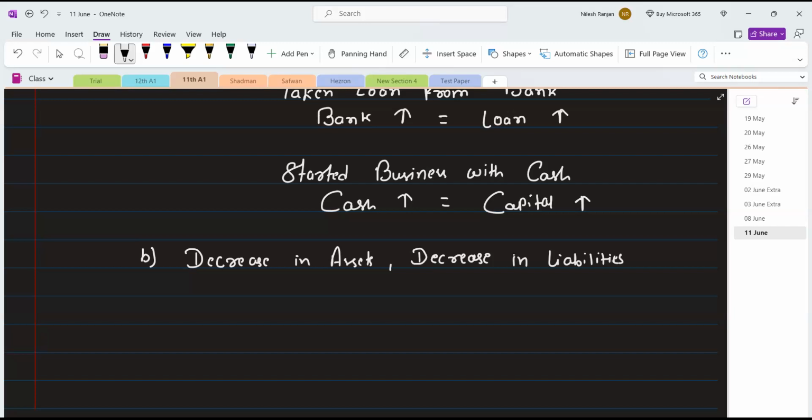Can you think of any transaction? Decrease in asset, decrease in liability. For example, we bought goods on credit from someone. Right now we have liabilities, but when we pay the credit to them, give the remaining cash, our asset will decrease, but our liabilities will also decrease, right? Yes. Decrease in assets, decrease in liabilities. Yes, sir.